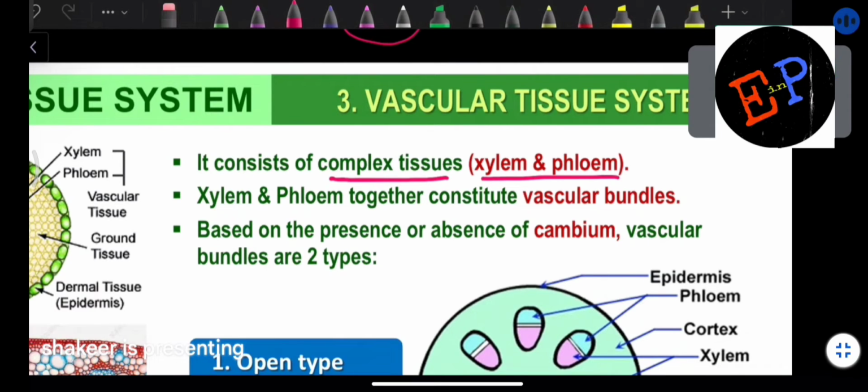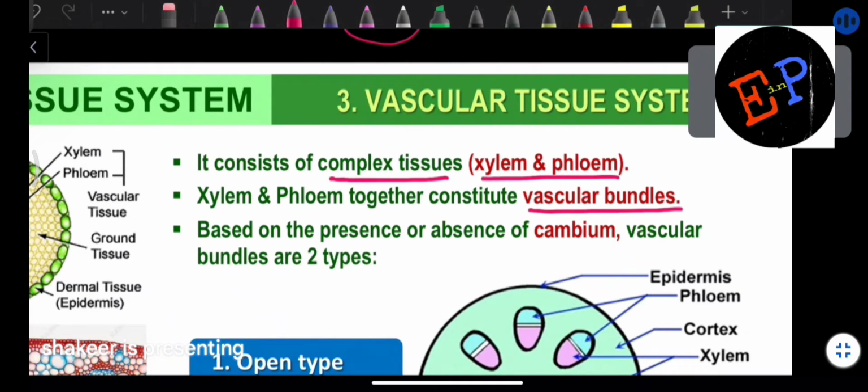Xylem is responsible for what? Xylem is responsible for what? For transporting water. Phloem is responsible for what? Phloem is responsible for transporting food material from leaves to other parts of the plant. So this is the function of xylem as well as phloem. Clear, ma? So xylem and phloem together constitute vascular bundles. Xylem and phloem together, we call it vascular bundles.